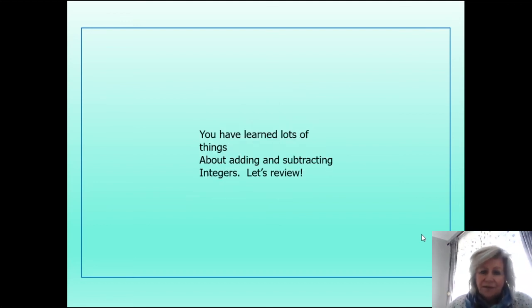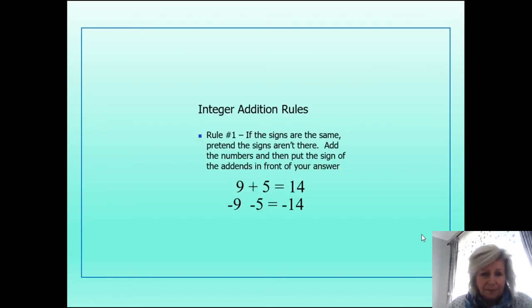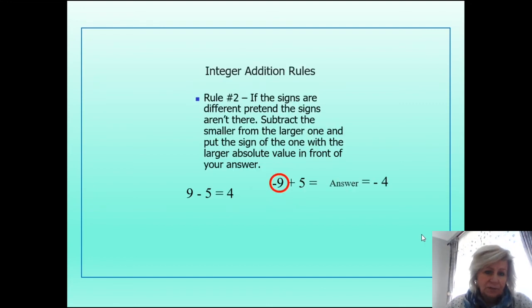You have learned lots of things about adding and subtracting integers. Let's go back and just see what we've done. The integer rules: if the signs are the same, pretend the signs are not there. Add the numbers and then put the sign in front of the numbers that you're adding. So 9 plus 5, both positive, 14. -9 plus -5, both negative, -14. No multiplication here, so no signs change.